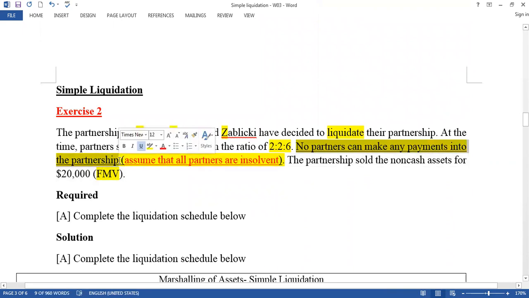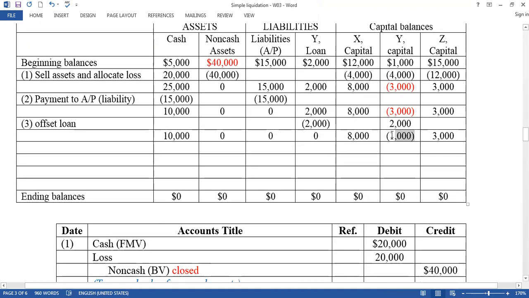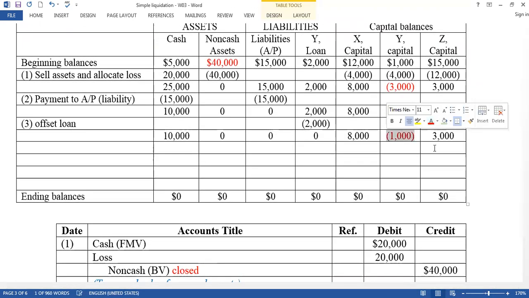That means all are insolvent. So according to this question, we find that actually Y is insolvent, right? Y is insolvent because other people already have positive balance. Now, as Y does not have any ability to bring personal money, what should we other people do? According to the partnership law, we said that we are going to absorb your loss.